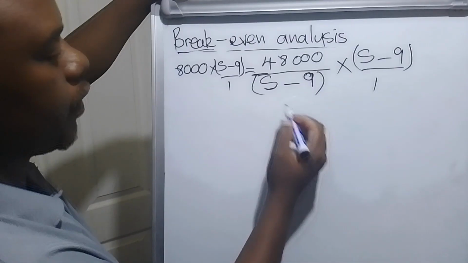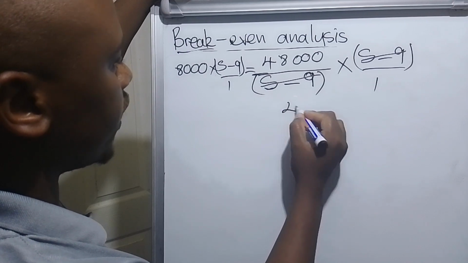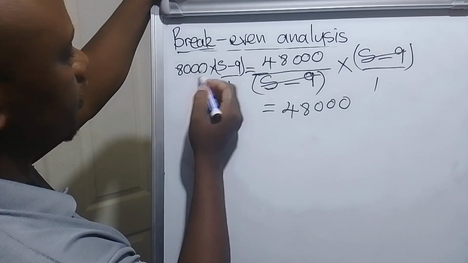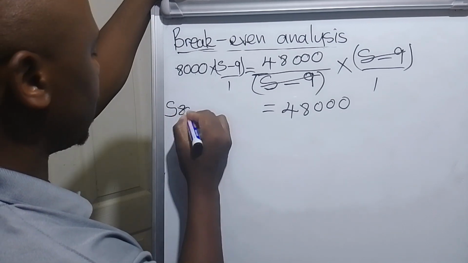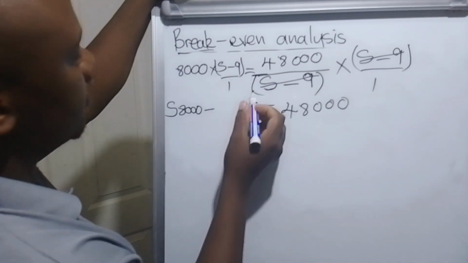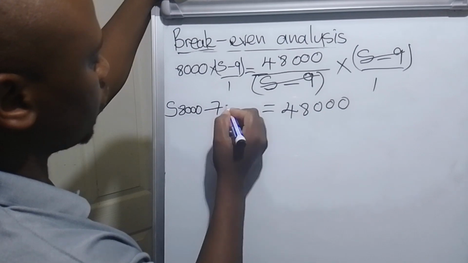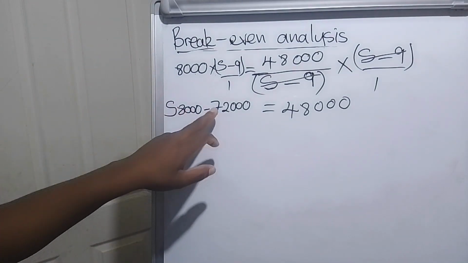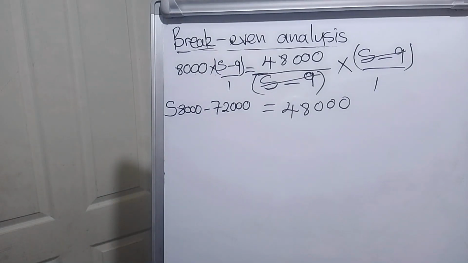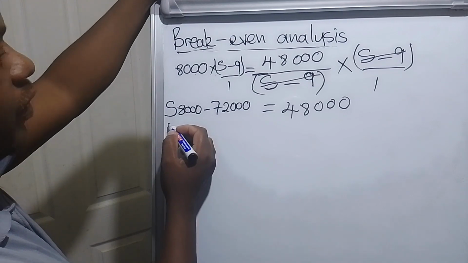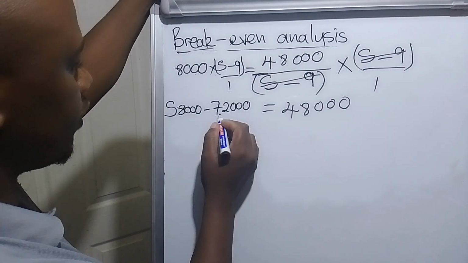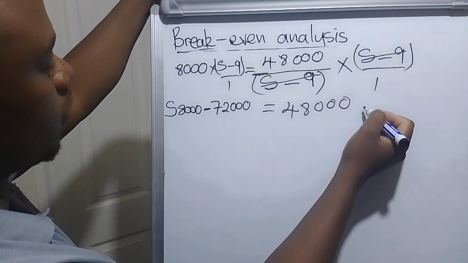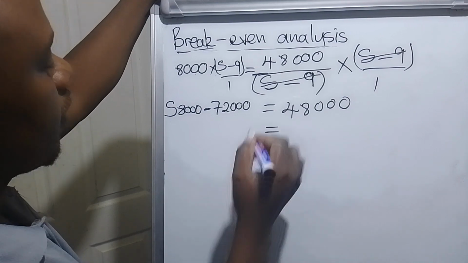So this side, if we multiply this, we will cancel this one and we remain with $48,000 on that side. Then this side we will remain with 8,000 times S, which is S 8,000 minus 9 times 8,000, which is 72,000. Okay, so S 8,000 minus 72,000 is equal to 48,000. Okay, we are still trying to make S the subject of the formula. So if we take this 72,000 to that other side, it becomes a positive. It has a negative sign here, so if it goes there, it becomes a positive. That's the law of equations.